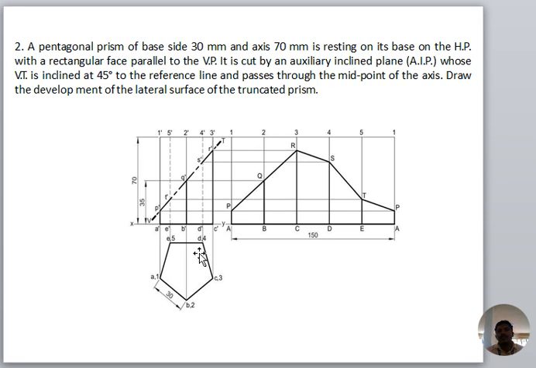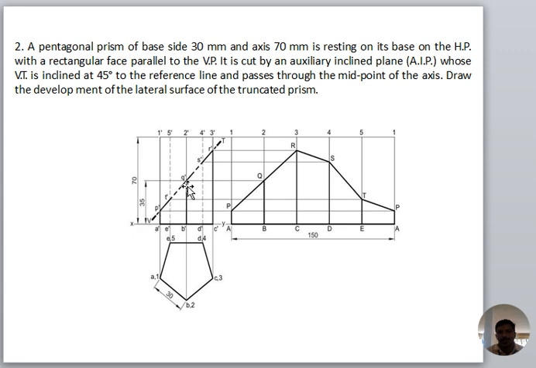It means the pentagonal prism with each base side 30 mm is given, and the axis height is 70 mm. It is resting on the horizontal plane with a rectangular face on the horizontal plane, 30 mm, 70 mm axis height, and the rectangular face is parallel to the VP, the vertical plane, and is cut by the auxiliary inclined plane at 45 degrees.